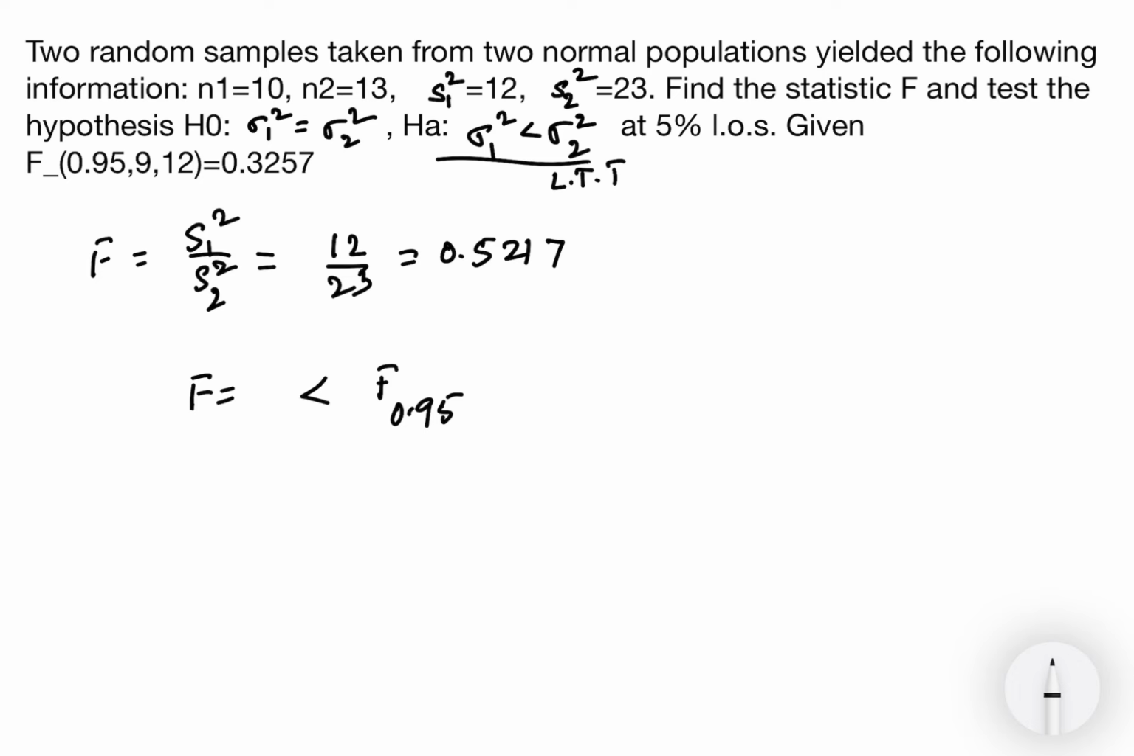So F is equal to 0.5217, or just 0.52, and F 0.95 is 0.3257. So we want to check whether 0.52 is less than 0.32. So certainly F is not less than F 0.95. That means we do not reject the hypothesis, or in other words, we are going to accept the hypothesis.